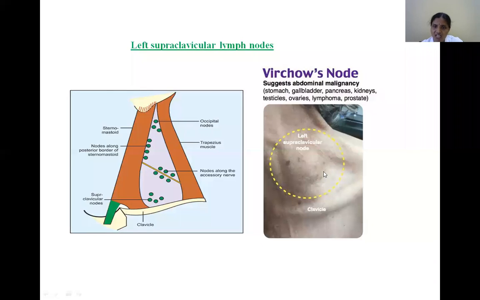On the left side, because it suggests abdominal malignancy. If there is any enlargement of the lymph nodes, meaning the postero-inferior group of the deep cervical lymph nodes present in the supraclavicular triangle, that indicates abdominal malignancy, most probably from the stomach. Maybe from the gallbladder, pancreas, kidney, even testis, ovaries. So we can suspect carcinoma from this particular abdominal viscera, right? On the left side, these lymph nodes are otherwise called Virchow's nodes, or Virchow's glands.